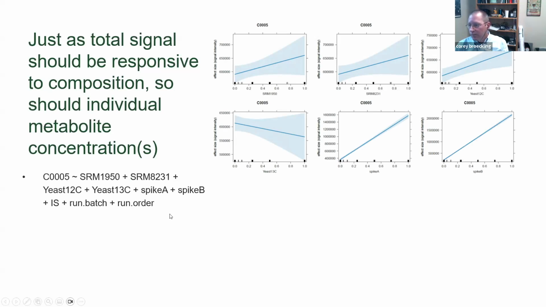And we could use that same model that we had used before. And what we're showing here in the plots are effects plots, so the fit regression for each of these, for each factor. So what we can see is that for this compound 5, there's very low effect of SRM 1950, a slight slope, huge error bars or uncertainty in that linear regression fit. Same for 8231, yeast C12 maybe a slightly better fit, and yeast 13C maybe a little bit worse. But we see a nice clean signal for spike A and spike B.